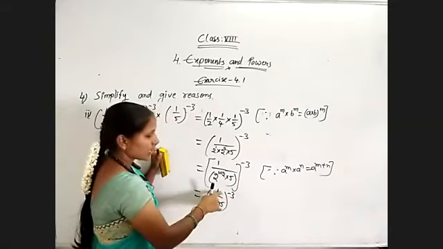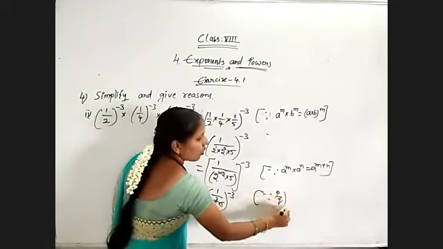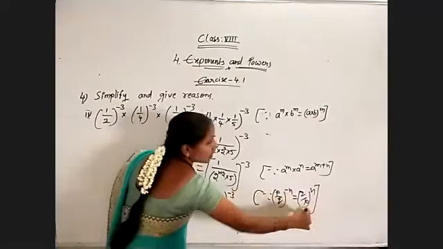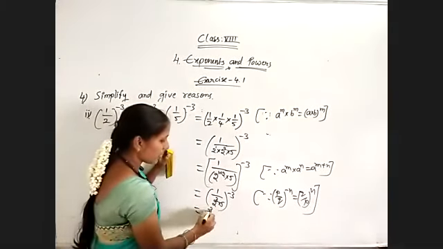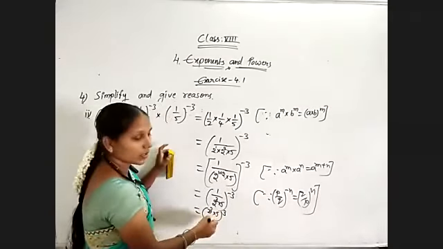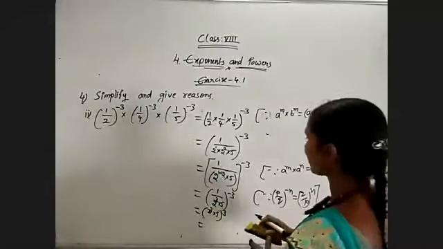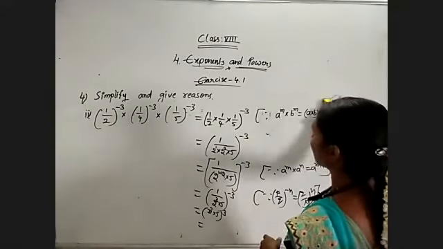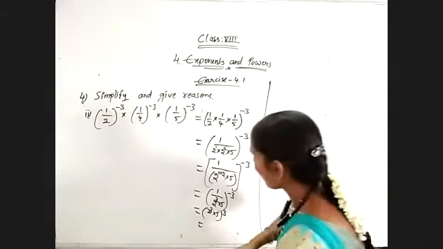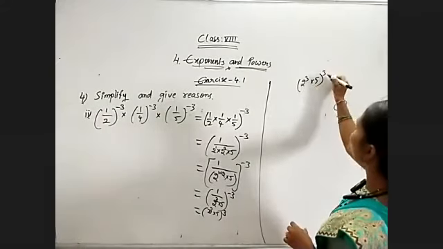Now it is a by b whole p by q whole power minus n form. P by q whole power minus n. What is its simplification? Q by p whole to the power of plus n. So here q by p, that is 2 cube into 5 whole to the power of plus 3. In the last step I got this: 2 cube into 5 whole cube.